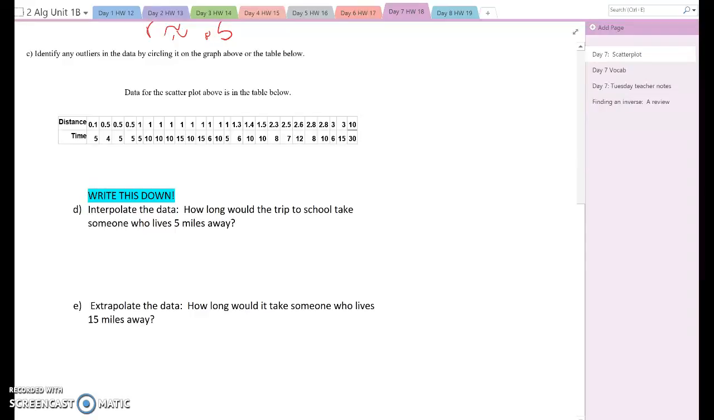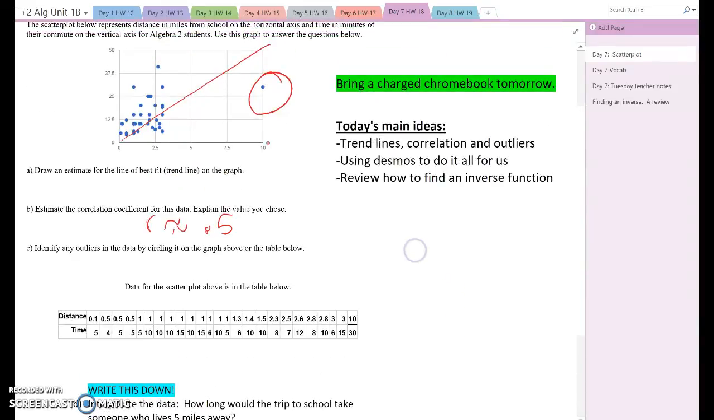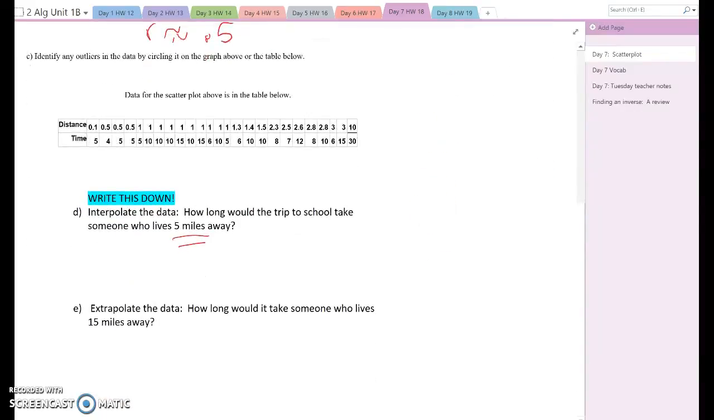Interpolate means we're going to predict within the data. So we're going to ask maybe how long would the trip take someone who lives 5 miles away, and we pick 5 miles because we have data for 10 miles and 0 miles, and 5 miles is in between that. So according to our trend line, if somebody lives 5 miles away, it should take them around the neighborhood of 25 minutes to get to school.